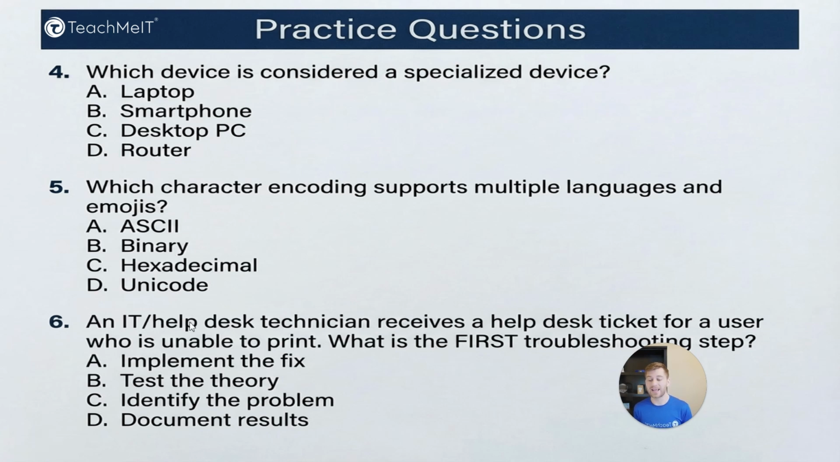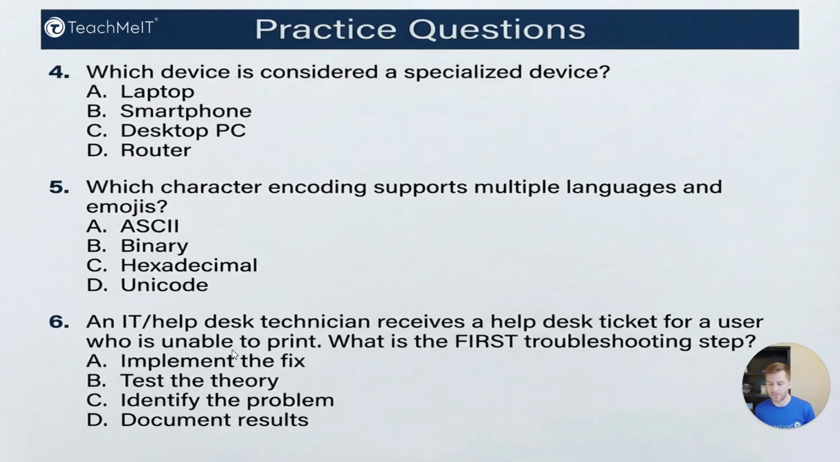Number 6, an IT help desk technician receives a help desk ticket for a user who is unable to print. So probably something is wrong with the printer or something like that. What is the first troubleshooting step? That is the correct answer for number 6. The first troubleshooting step is to identify the problem. That's the first part of our 7-step process for troubleshooting.